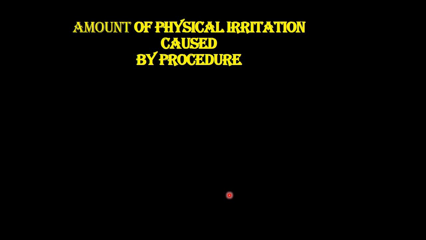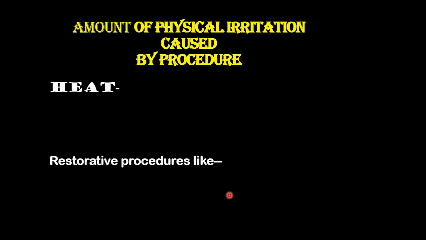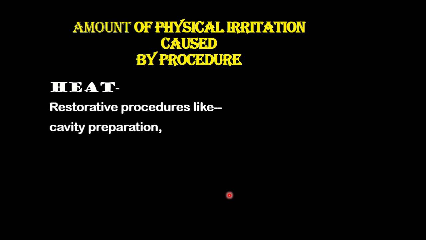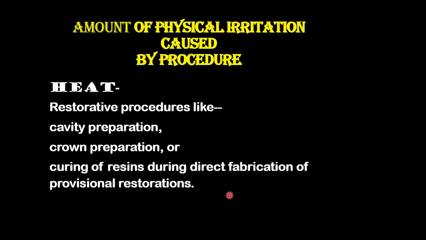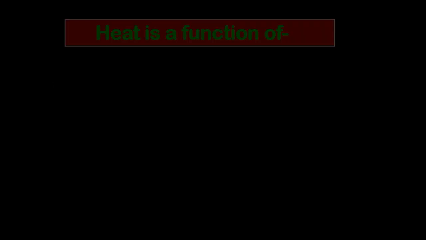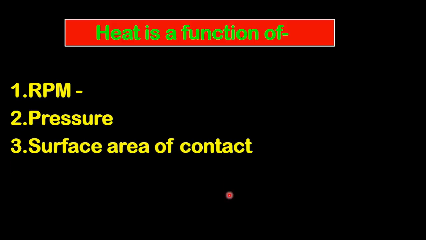Next is the amount of physical irritation caused by the procedures. Under this we have the first factor, that is heat. Restorative procedures like cavity preparation, crown preparation or curing of resin during direct fabrication of the provisional restoration generate heat. And this heat production has a detrimental effect on the health of the pulp. So what are the factors that govern the heat? Under this we have three factors: the rotations per minute, the pressure and the surface area of contact.